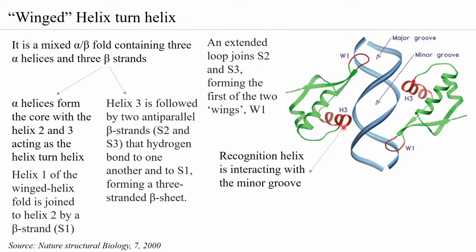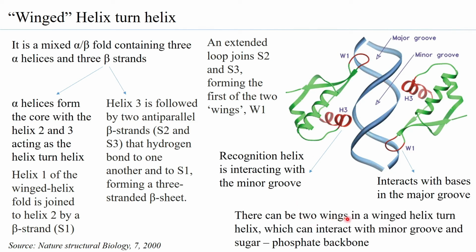And interestingly, while the recognition helix is interacting with the DNA at the major groove, the winged region is interacting with the minor groove. Actually, this is something that is different from the classical helix turn helix. The winged region is actually interacting with bases in the minor groove. So here you have the winged portion interacting with the minor groove while the recognition helix is interacting with the nucleobases in the major groove. There can be 2 wings in a winged helix turn helix, or you may have a single wing, which can interact with the minor groove and the sugar phosphate backbone as well.